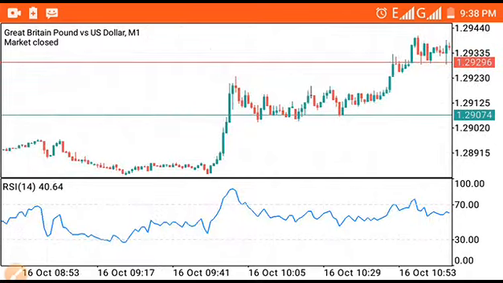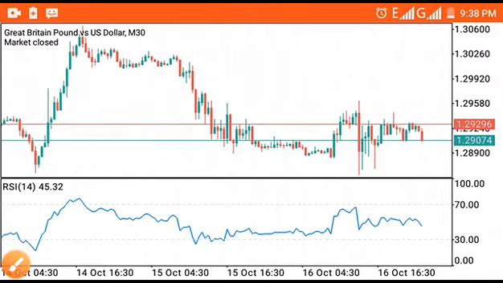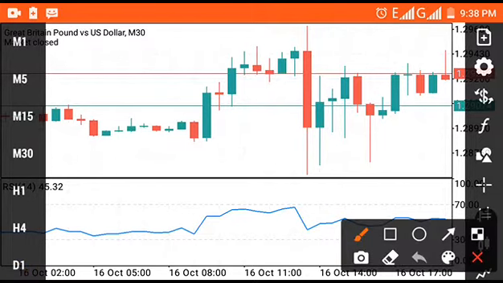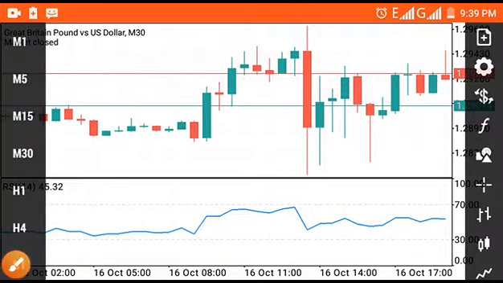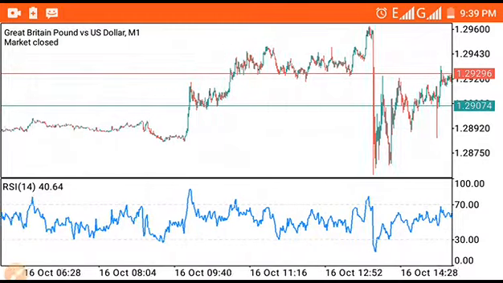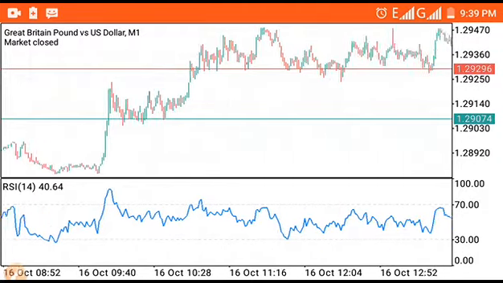Right here, it was oversold, overbought here. But when we move back to the 30-minute time frame, it's not even close. Not even close to the line. Look at this. But for the 1 minute time frame, it told us, hey, this thing has gone beyond overbought. You're in for disappointment. Very important.